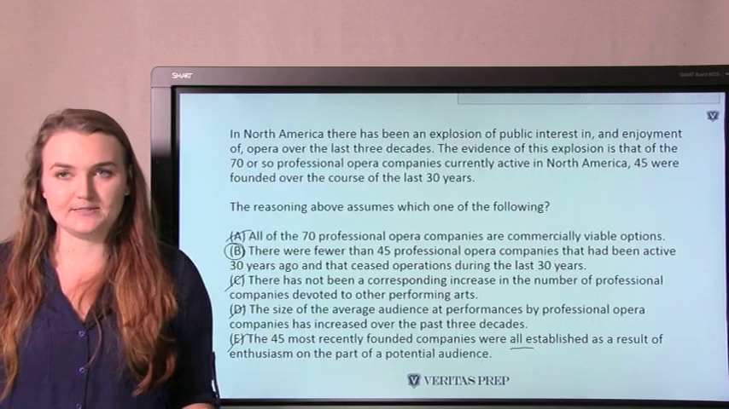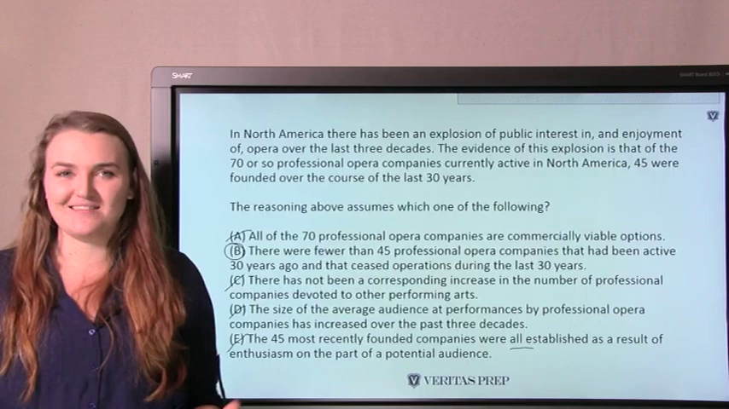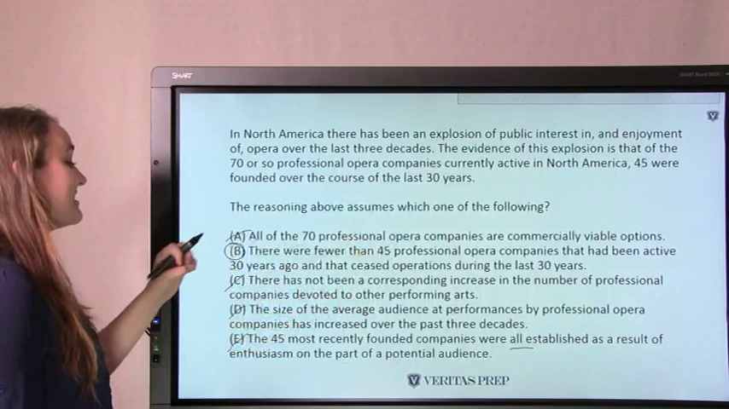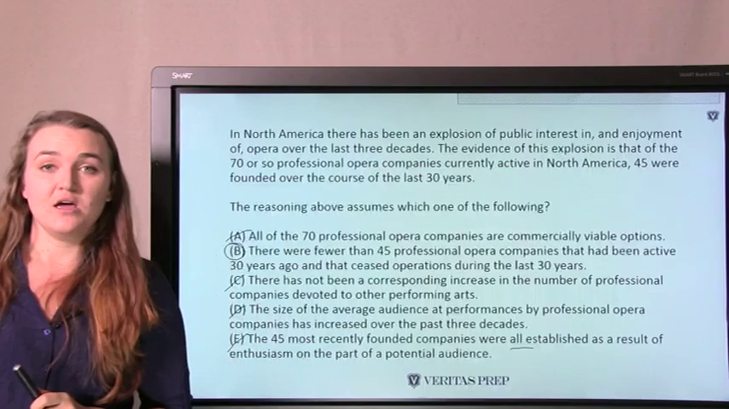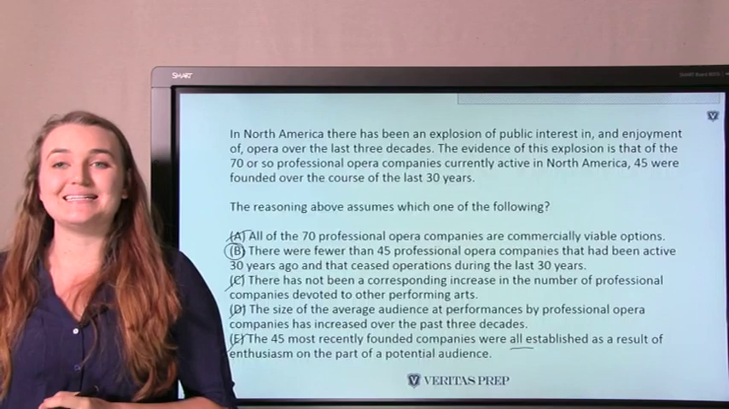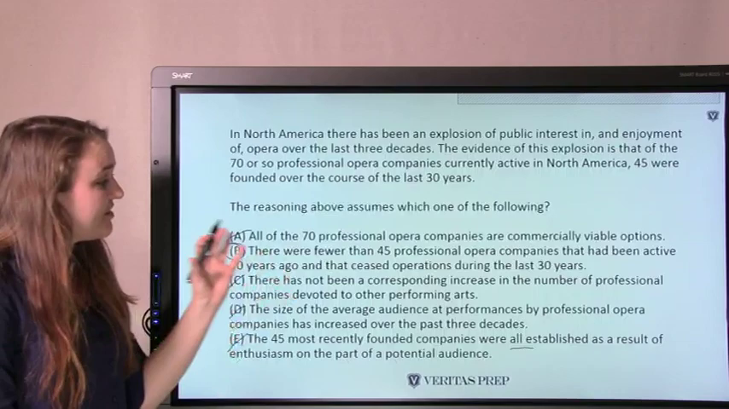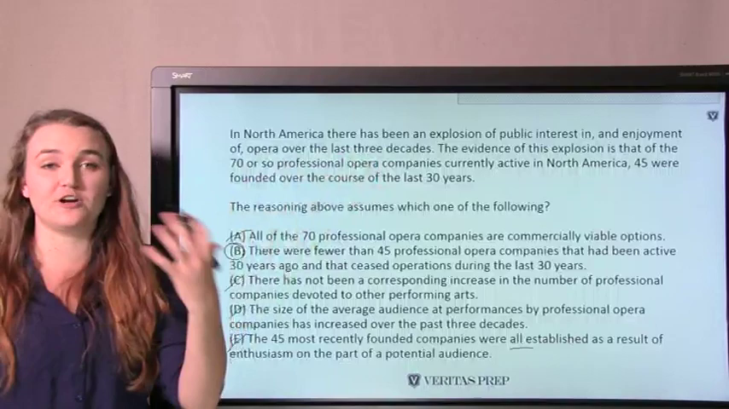So answer choice B is admittedly worded a little confusingly, and that's by design. There were fewer than 45 professional opera companies that had been active 30 years ago and that ceased operations during the last 30 years. This answer choice B is telling me fewer than 45 opera companies disbanded during this time. So do we need to know that fewer than 45 professional opera companies disbanded in order to say, because 45 were founded, we've seen an increase, an explosion of public interest?